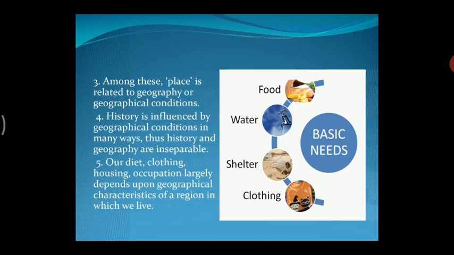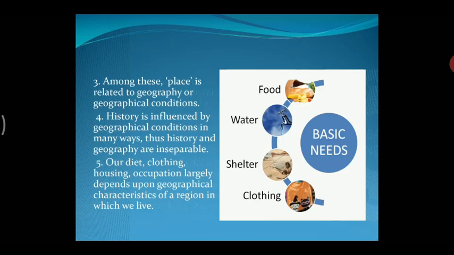The fourth point: history is influenced by geographical conditions in many ways. Thus, history and geography are inseparable. Why is it said that history and geography are inseparable? Because they are always combined. You can't separate history and geography. That is why we have social studies also as a subject, a subject where your marks get combined. So that is inseparable.